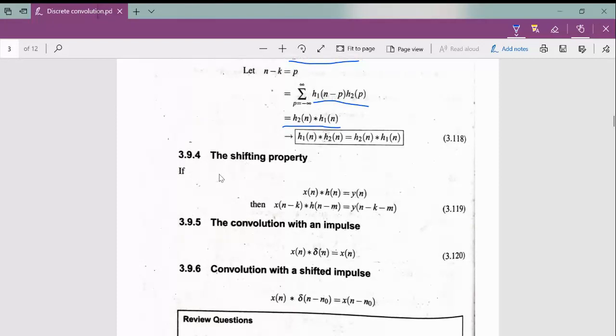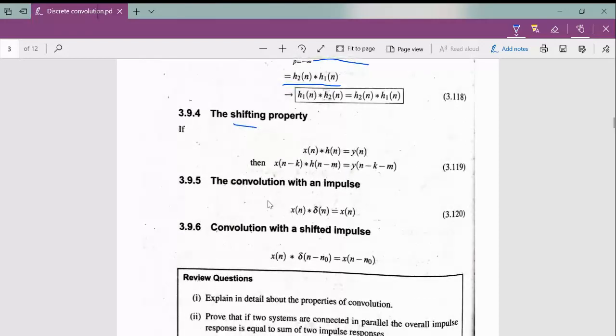Okay. So the next property is the shifting property. We know the convolution x of n convolution h of n will give an output y of n, and we are giving a shift of k to the input and m to the impulse response of the system. So let's see what happens in the total system response. We are convolving x of n minus k and h of n minus m. The total system response will get a shift of n minus k minus m. So this is all about the shifting property.